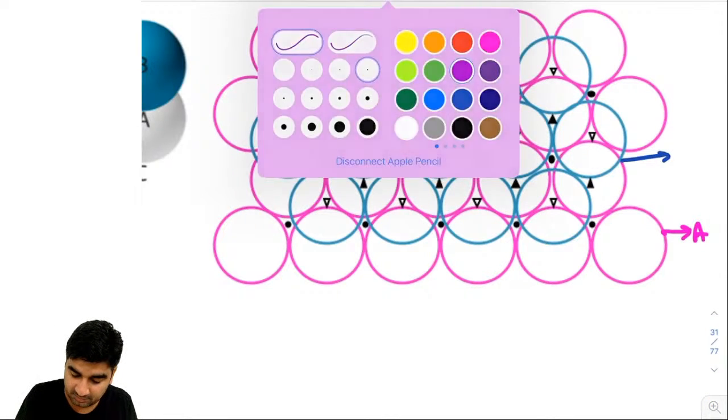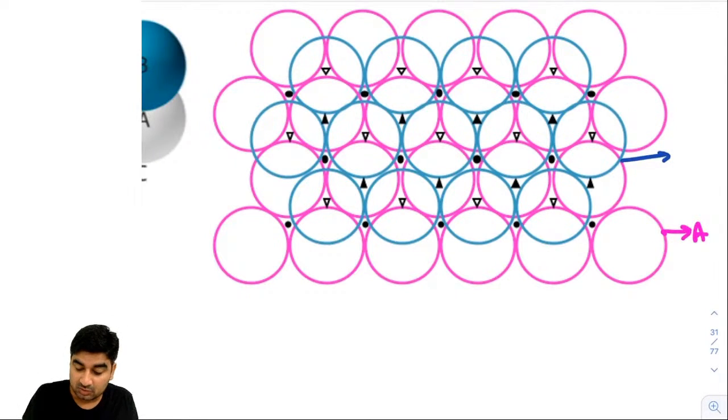And what about octahedral, guys? We have one more type of void here. These are surrounded by six spheres. There are three spheres like this, and there are three spheres like this. Six spheres. So this void is called octahedral.